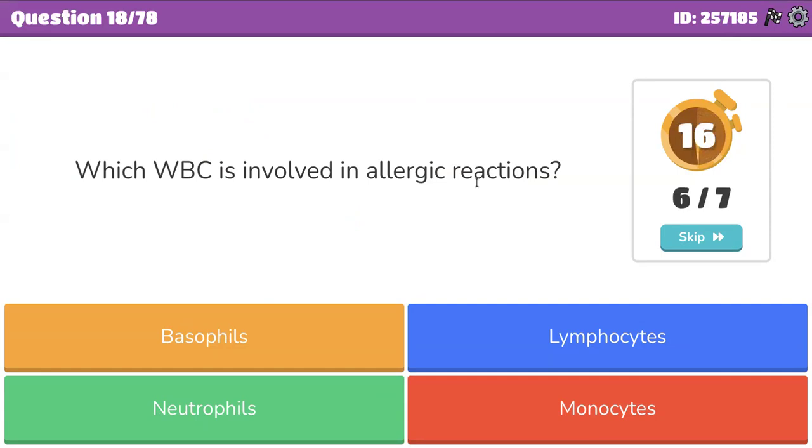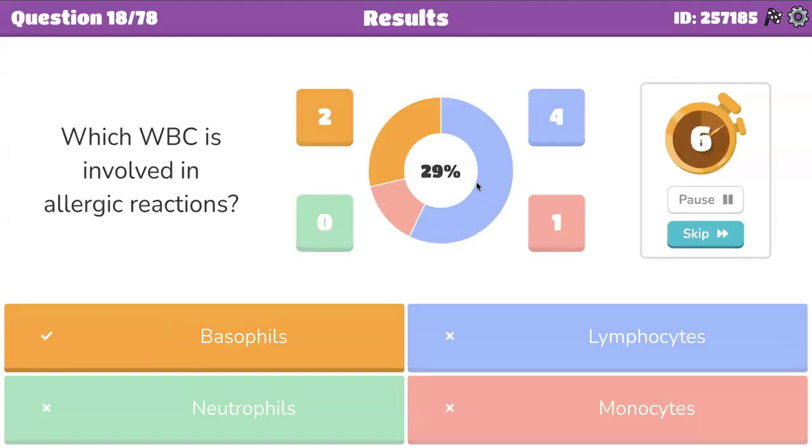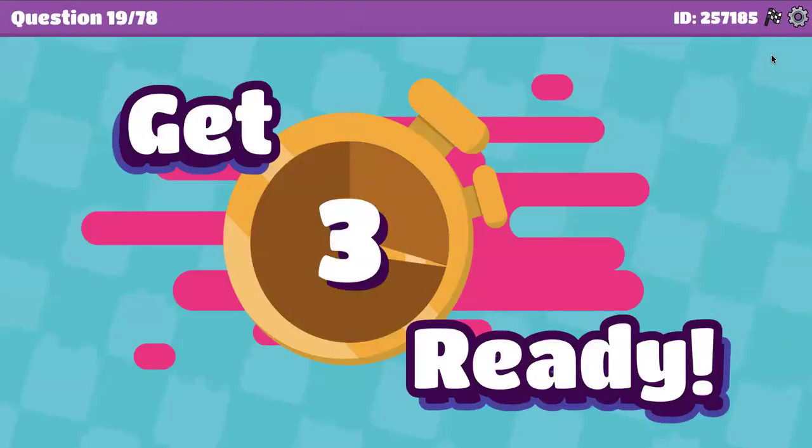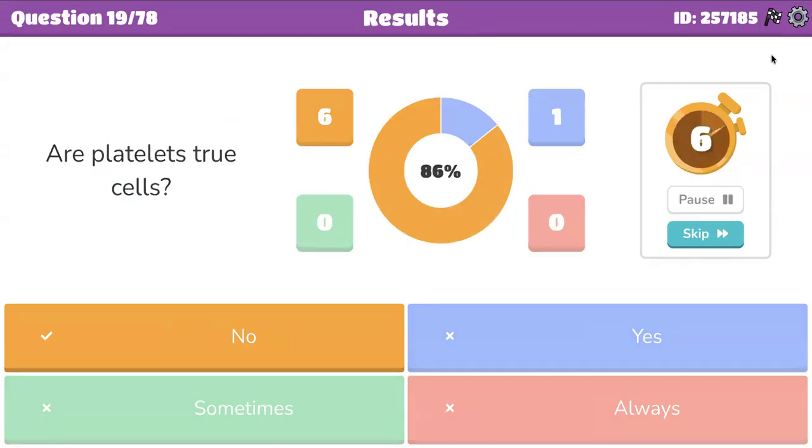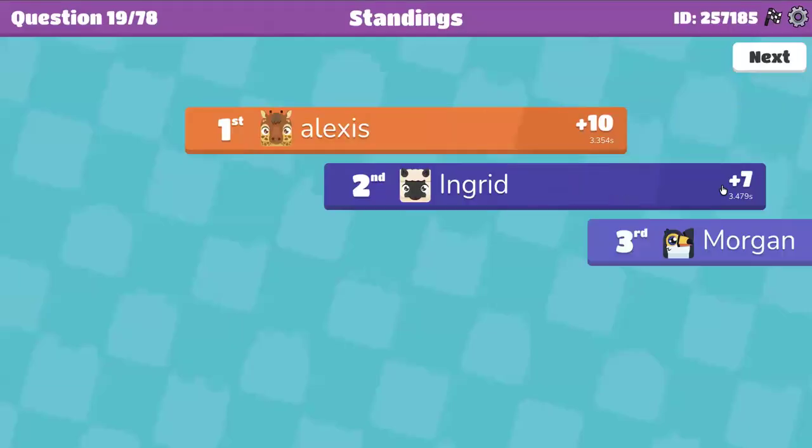Basophils, neutrophils, lymphocytes, or monocytes? Yep, basophils. Are platelets true cells? No, they are not. They're cell fragments.